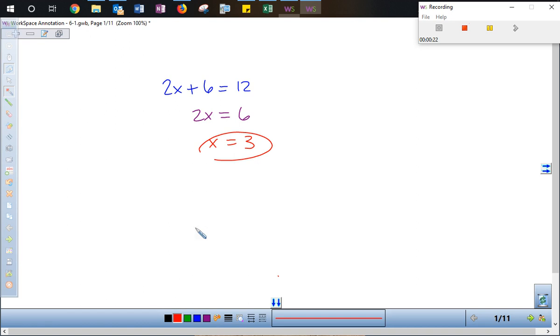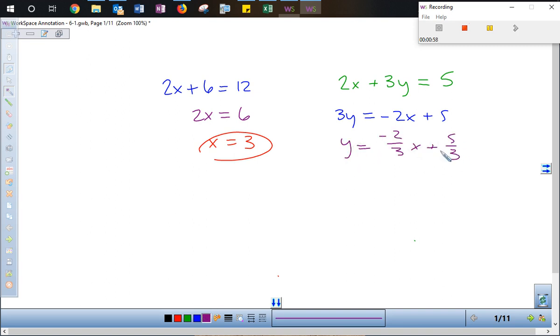Now today, we're going to start talking about what happens when we have more than one variable. So for example, if I were to have 2x plus 3y equals 5, how do we solve that? Well, unfortunately, we can't solve that other than the fact that we could say 3y equals negative 2x plus 5, and then y equals negative 2/3 x plus 5/3. That's as far as we can get. We can't get a numerical value for y or a numerical value for x because we have two things that we don't know, and we can't know one without the other.